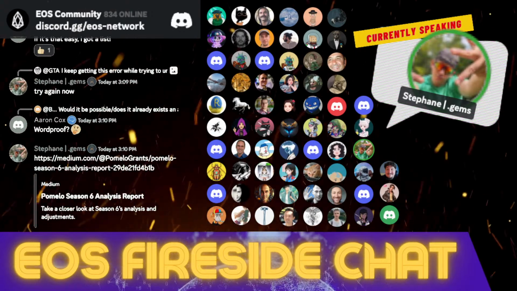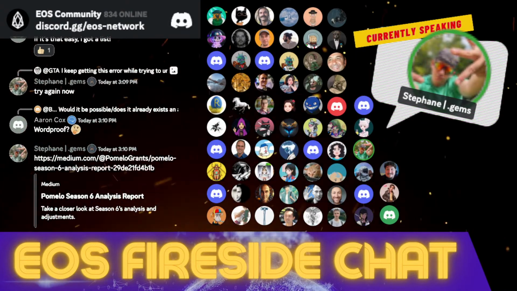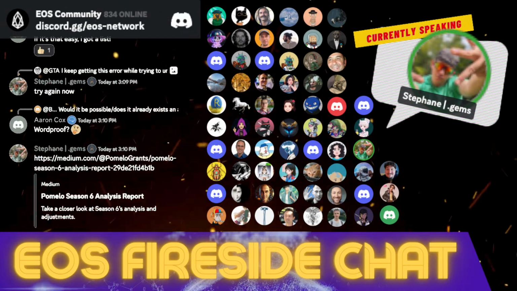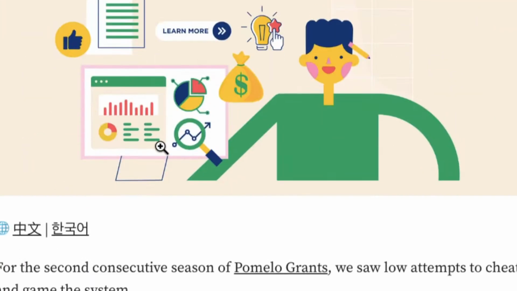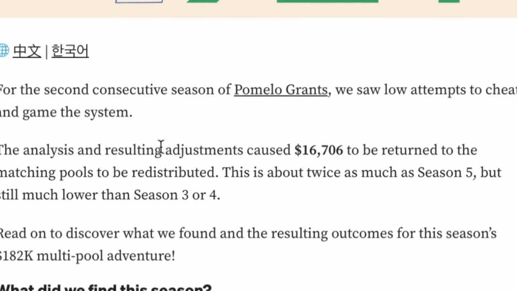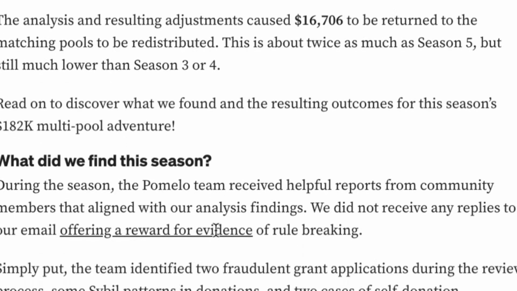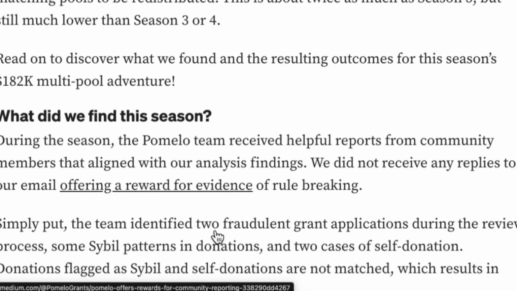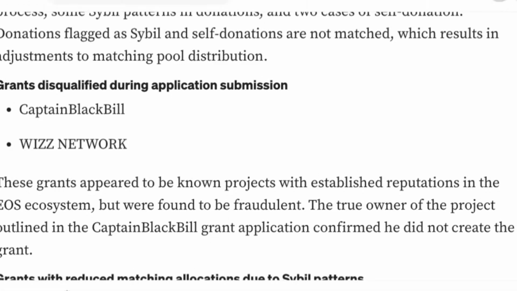So everyone should be able to claim their EOS next week if you've had a successful grant in Pomelo Season 6. I shared the link of the article in the chat. I'm going to go over some of the highlights here in the article that I found interesting when reading this over a couple of days ago. So the analysis and resulting adjustment caused $16,700 to be returned to the matching pool to be distributed. So this is actually about twice as much as Season 5. So we saw an increase there in the amount of adjustment, but still much lower than previous seasons like Season 3 or Season 4.